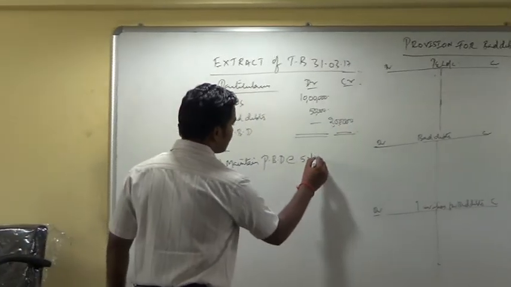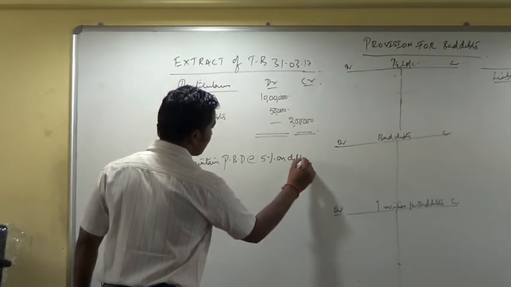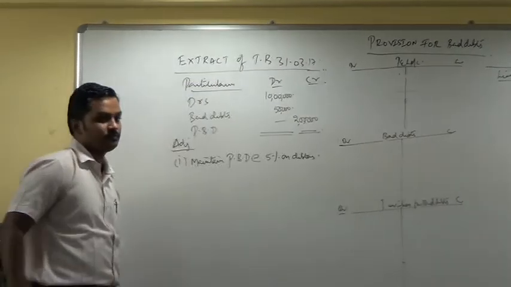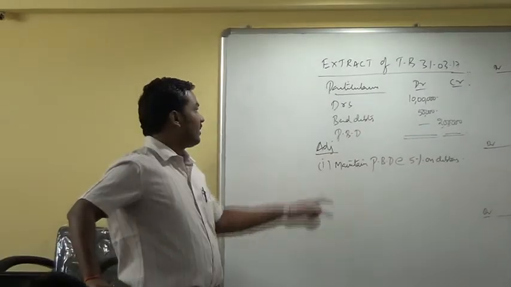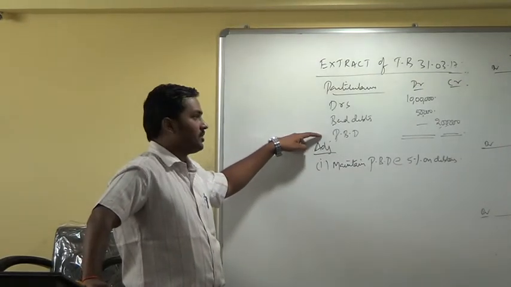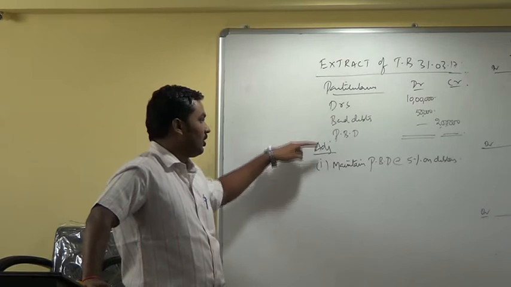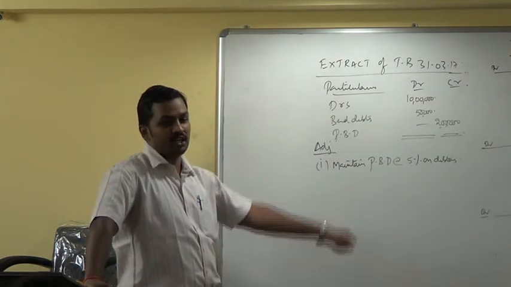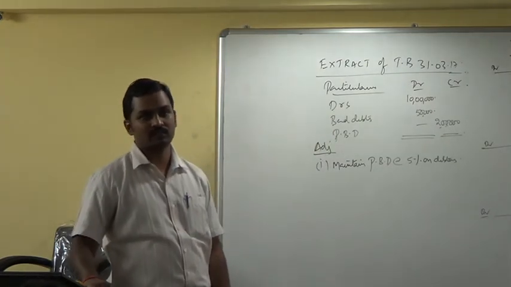Maintain provision for bad debts at the rate of 5% on debtors. Adjustment. So you have a debtor balance of 10 lakh, bad debts balance of 50,000, provision for bad debts balance of 2 lakh. Maintain provision for bad debts at the rate of 5% on debtors.